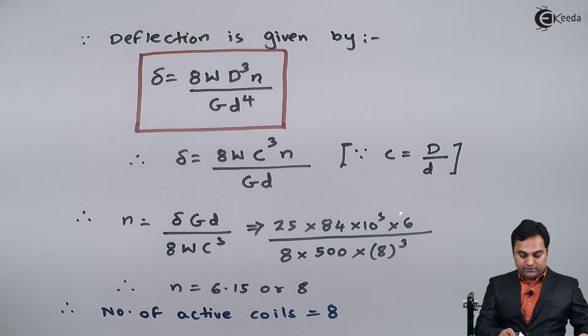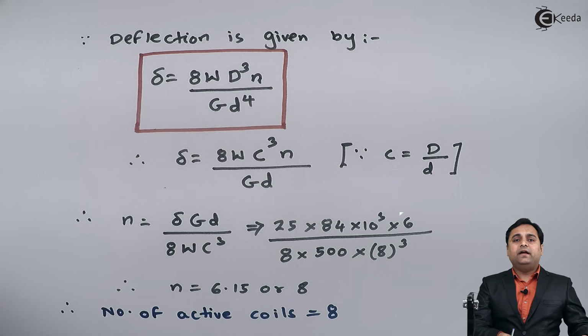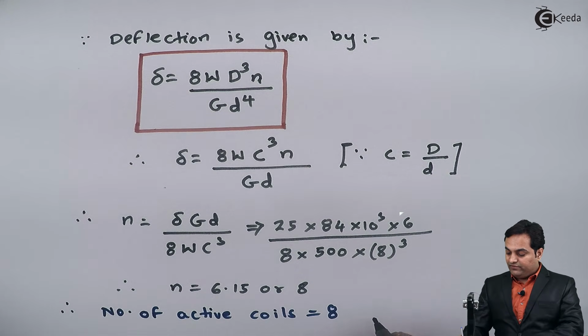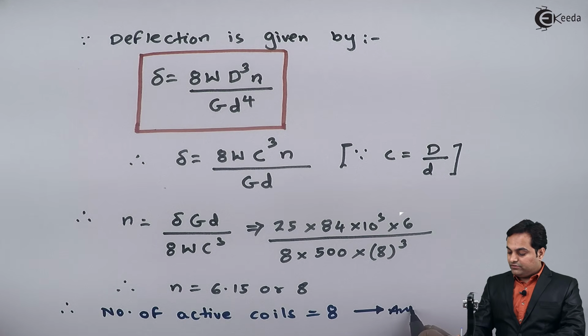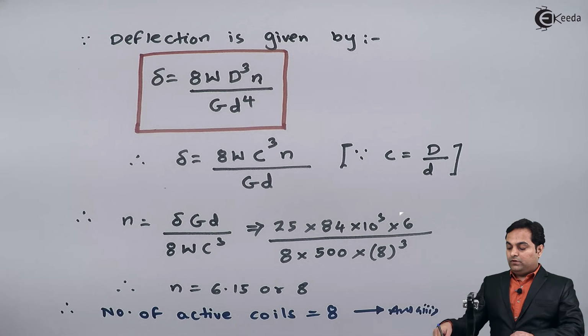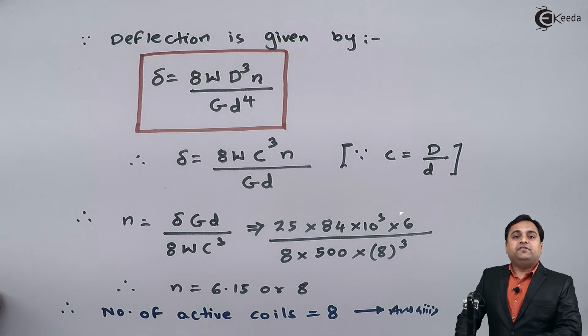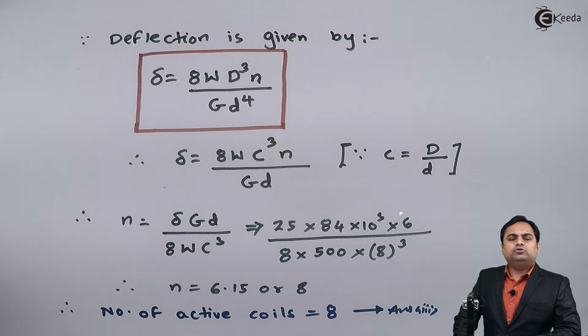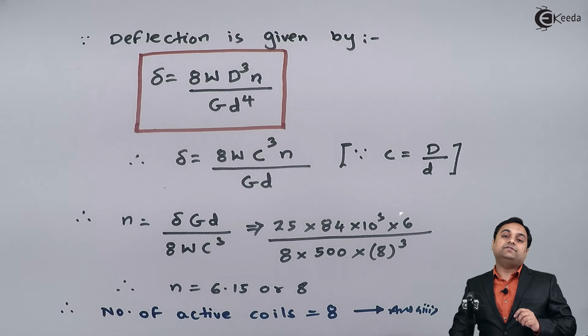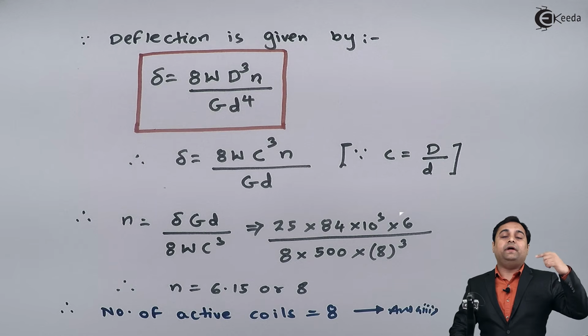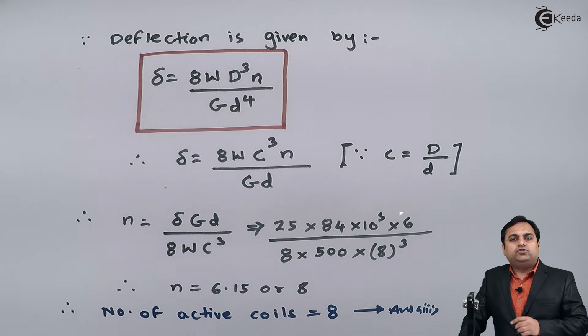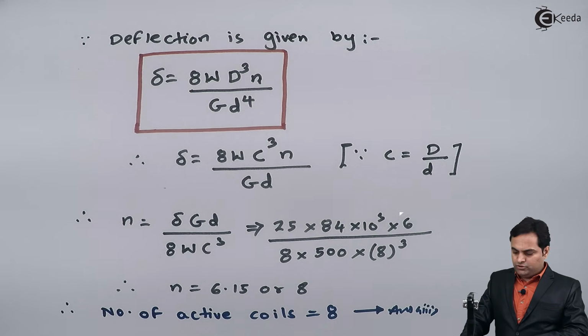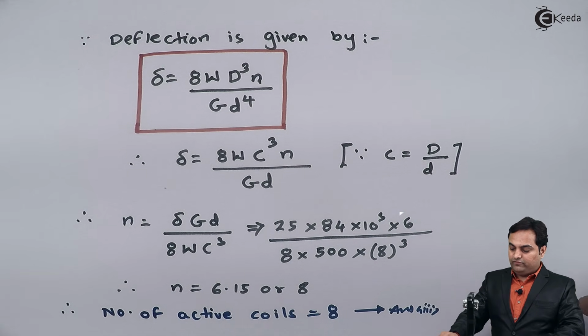So here, after getting the values of wire diameter and mean coil diameter, the next value is the number of active coils. This is our third answer. Now, number of active coils means those coils which take part in the deflection. Apart from this, there would be one coil at the top and another at the bottom which do not take part in the deflection. So here I'll find out the total number of coils.